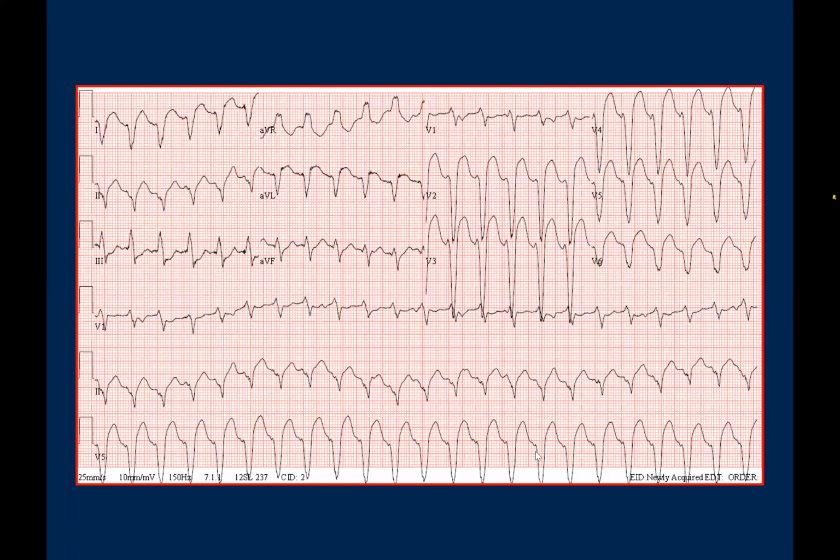Okay, this is again the same thing. You see it's wide QRS complex tachycardia and it is regular. You see P wave here, you don't see it in other areas. There is AV dissociation. So this is a ventricular tachycardia. And if you look at this one, there is RSR in V1, so it's not typical left bundle.